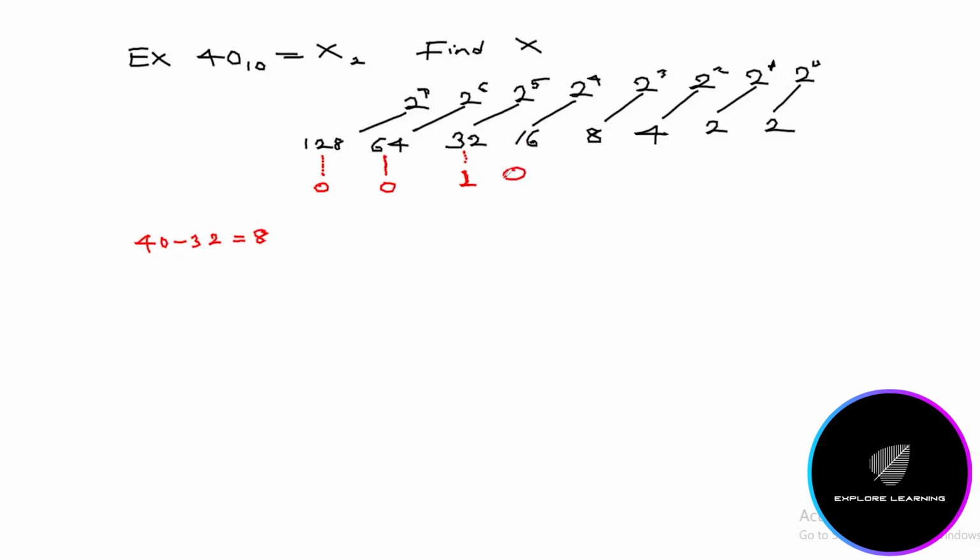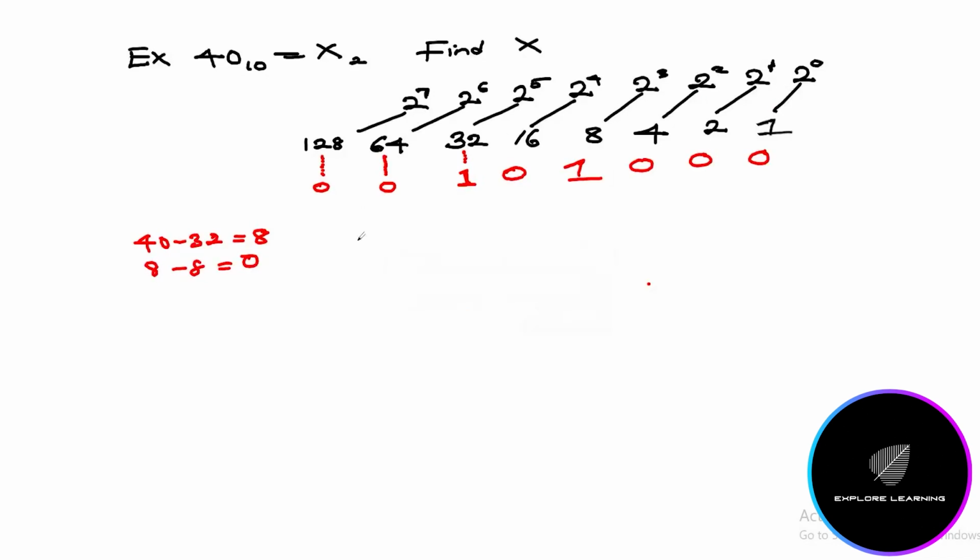Now, if we move over to the next one, which is 2 raised to the power 3, we notice that we have 8. So we're going to say 1 at this point. So we say 8 minus 8. So that will give us 0. So for the remaining values, since 0 is less than 4, we're going to put 0. 0 is less than 2 raised to the power 1, which is 2. 0 is less than 2. And also 0 is less than 1.